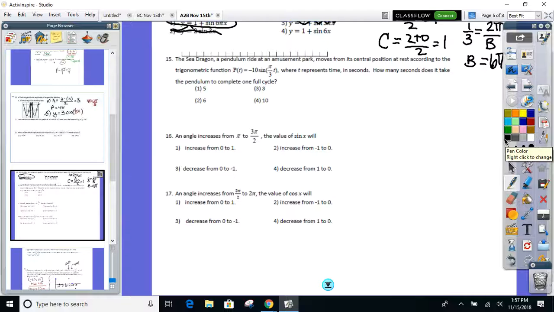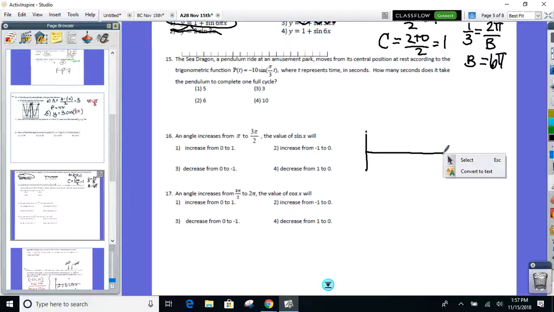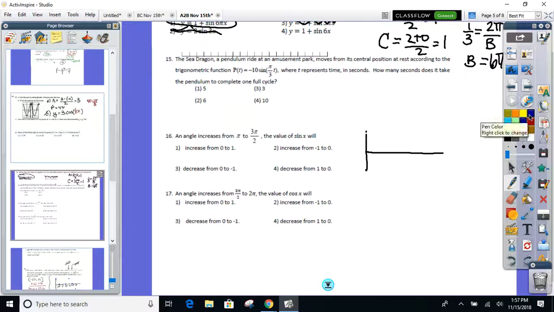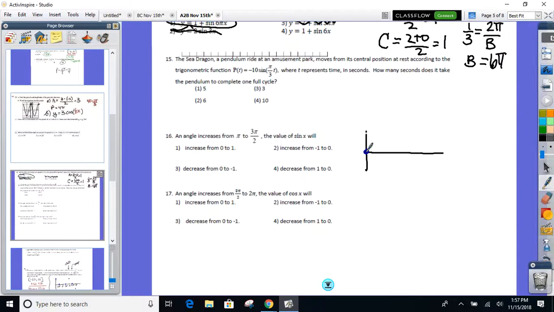All right, here we go. My angle goes from pi to 3 pi over 2. What is happening to the sine curve? Everybody, can you draw a basic sine curve for me? Either draw it or picture it, because this is going to help if you have it in front of you. It starts at 0, right? Basic sine curve, no amplitude, nothing. Just go up to 1, down to -1.